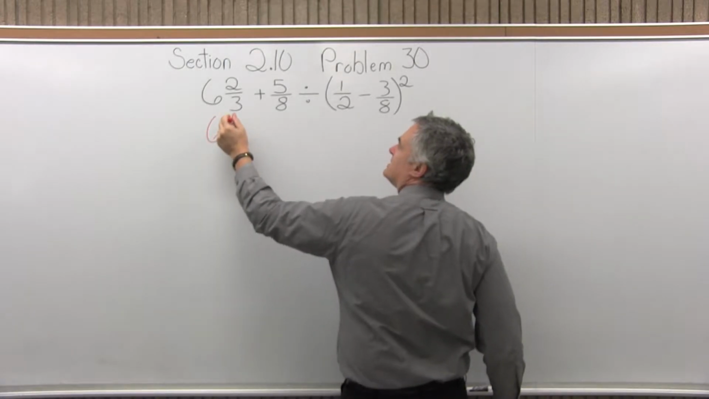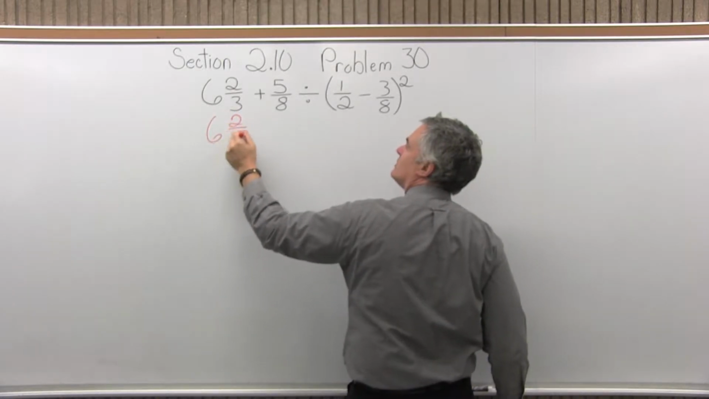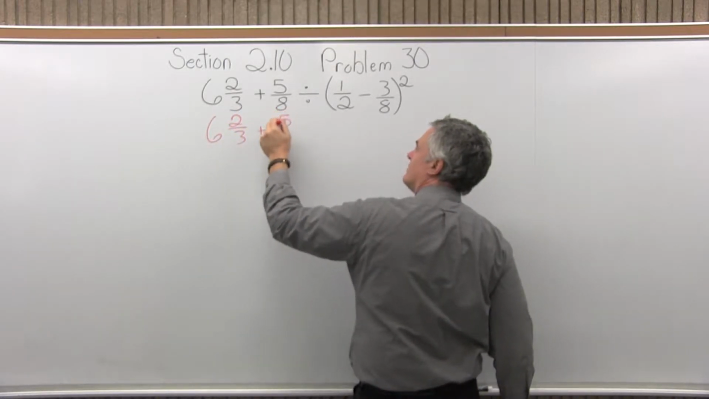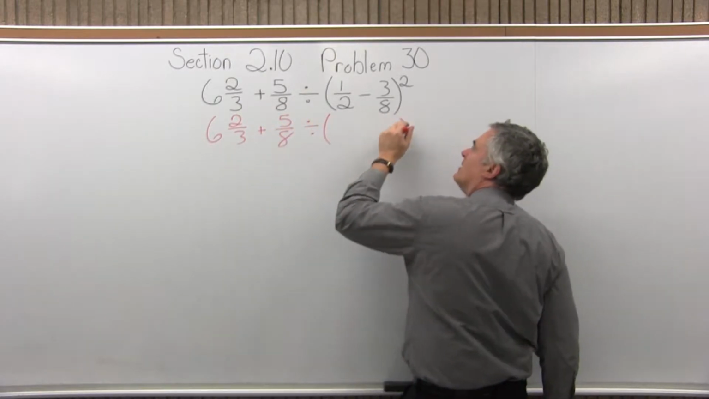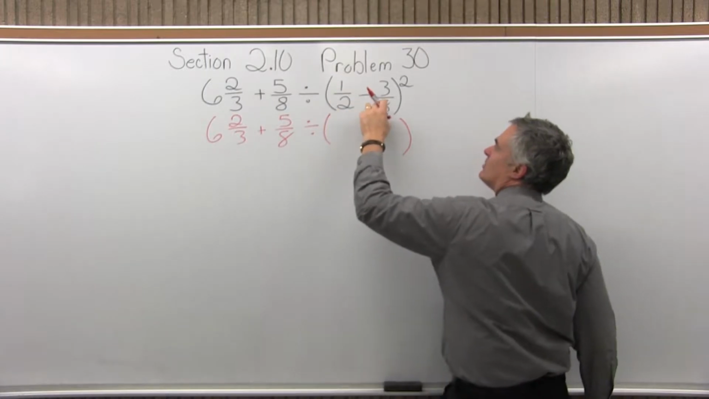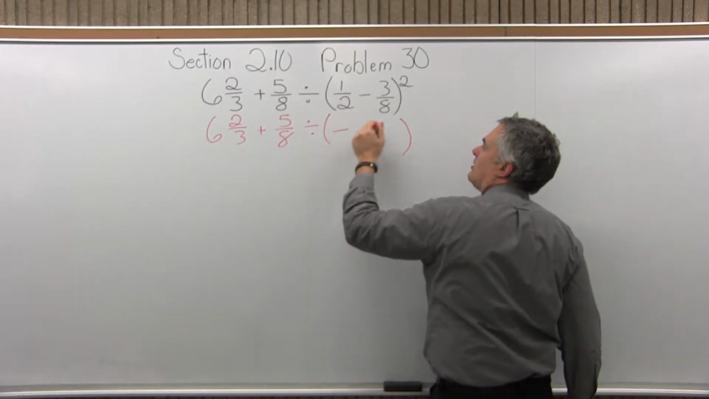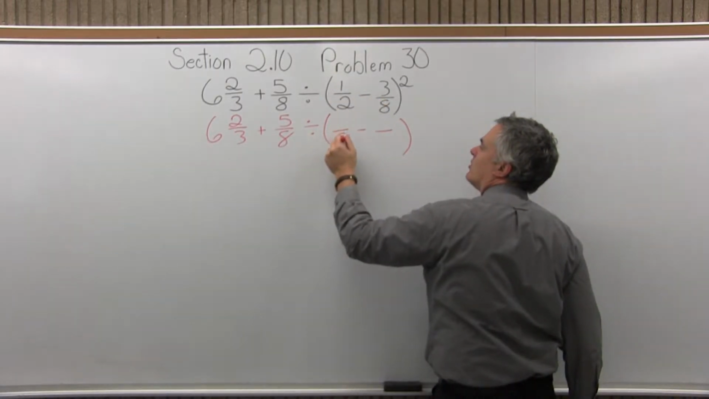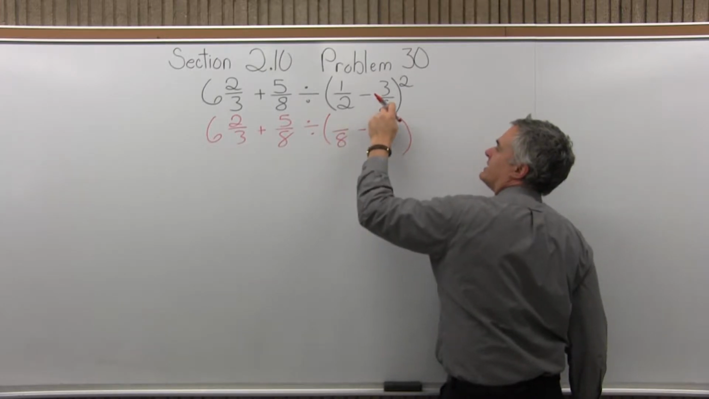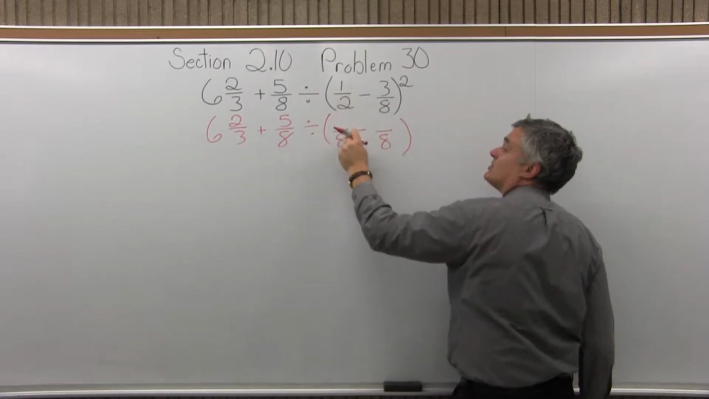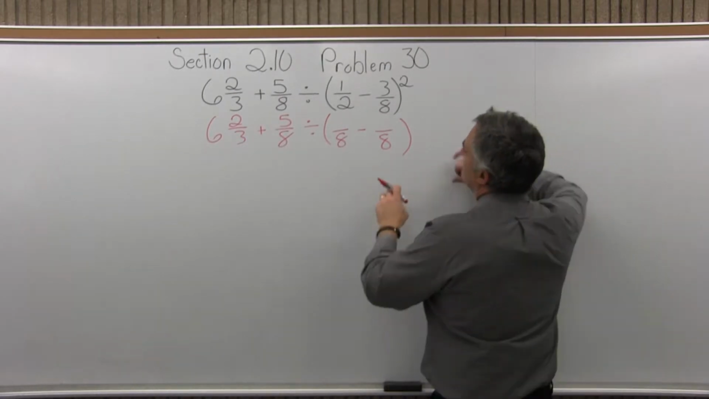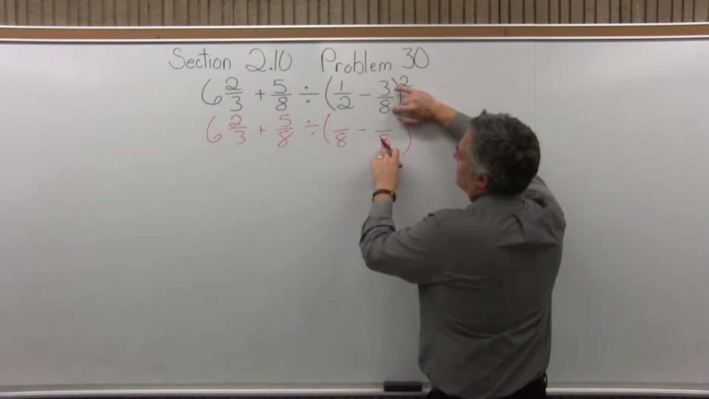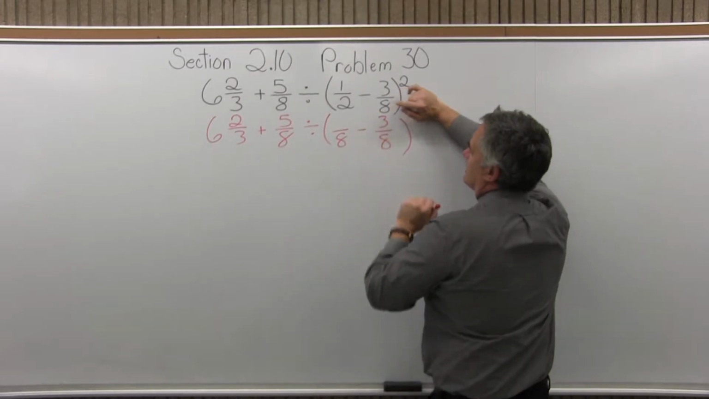So, I have 6 2/3, I'll leave that, plus 5/8, I'll leave that, divided by, I'll leave that for a minute. And now, in the parentheses, 1/2 and 3/8. So I need a common denominator. And a good common denominator would be 8. Of course, 8 divides into 8 evenly. 2 also divides into 8 evenly. So now for the numerators, the second fraction, if the denominator gets to stay the same, the numerator will also get to stay the same.